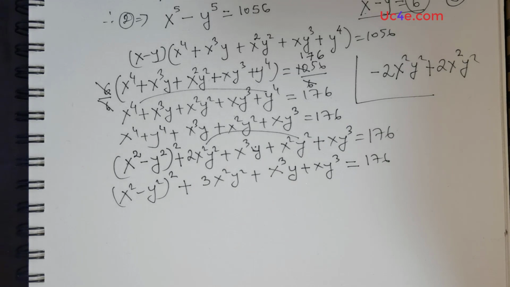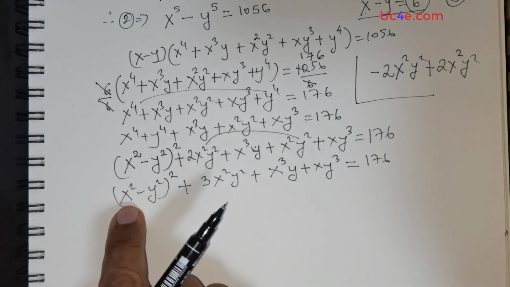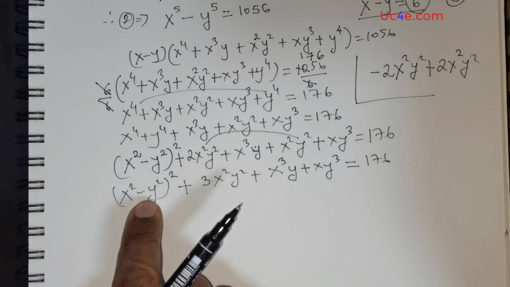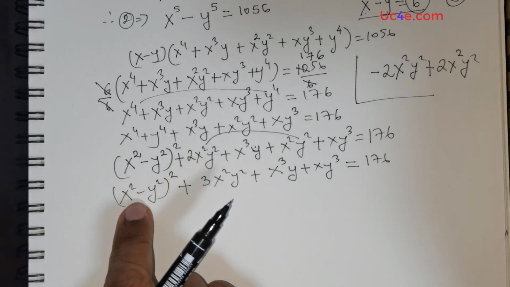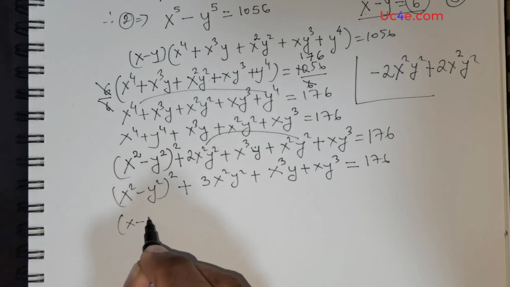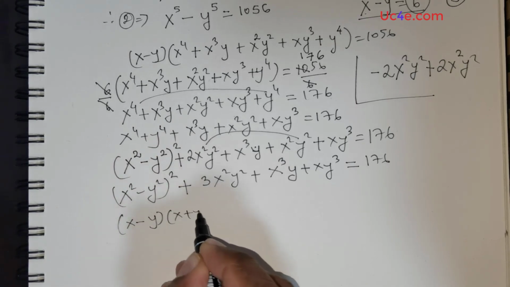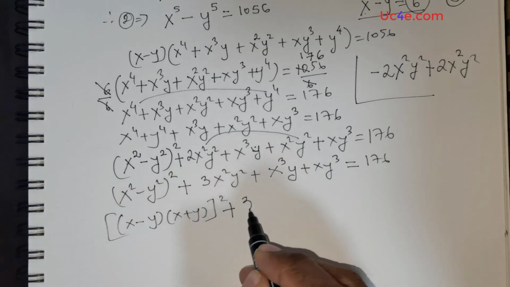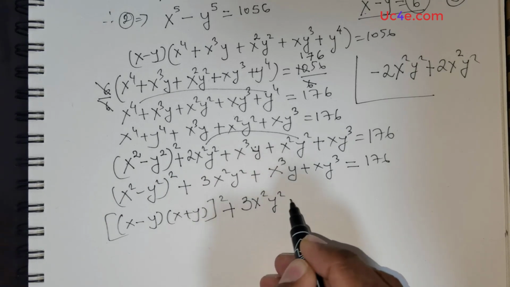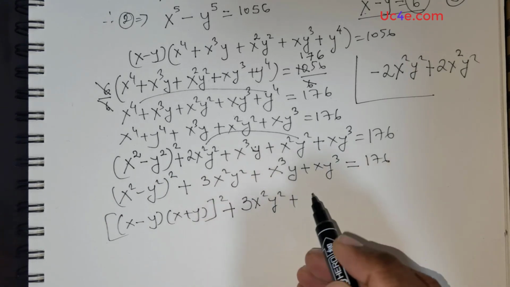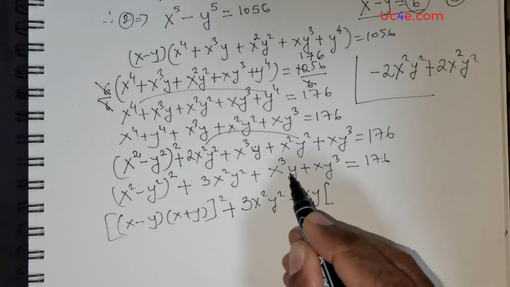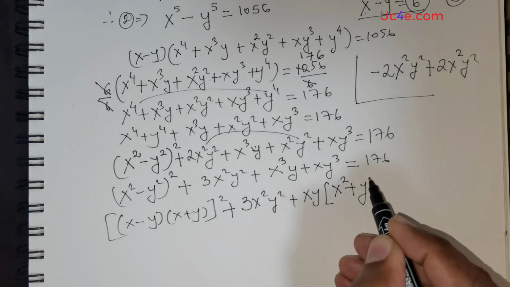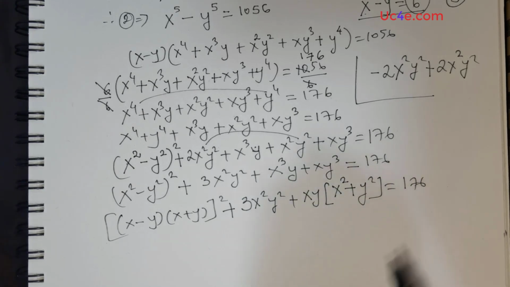So that's fair enough. Now what I wish to do is I can split this x squared negative y squared, right? I can actually split this in this fashion: x negative y times x positive y, and that is raised to the power of 2 followed by positive 3 times x squared y squared. Now I got a x cubed y. Let me take xy out. If I were to do that, I would end up with the x squared here followed by a y squared is equal to 176. That's fine.